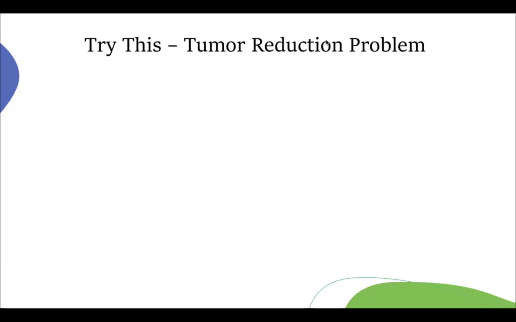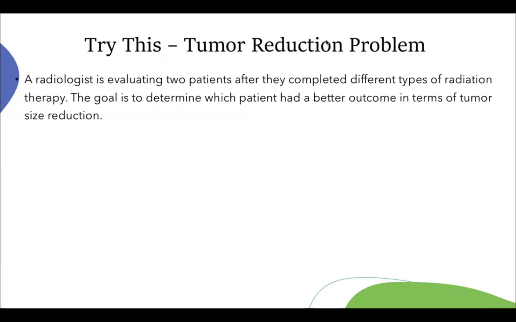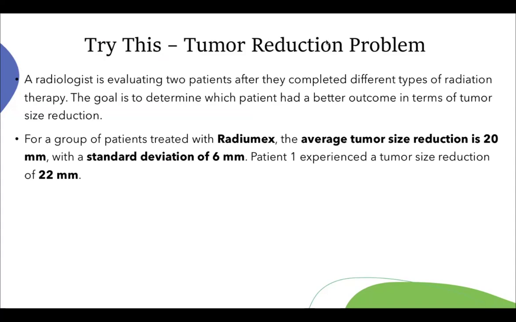So here's another example. It's very similar. We're going to look at a tumor reduction problem, and we're going to compare two z-scores. So this is a repeat of the Pressivol and Hypertrova example. In this one, a radiologist is evaluating two patients after they completed different types of radiation therapy. The goal is to determine which patient had the better outcome in terms of tumor size reduction.